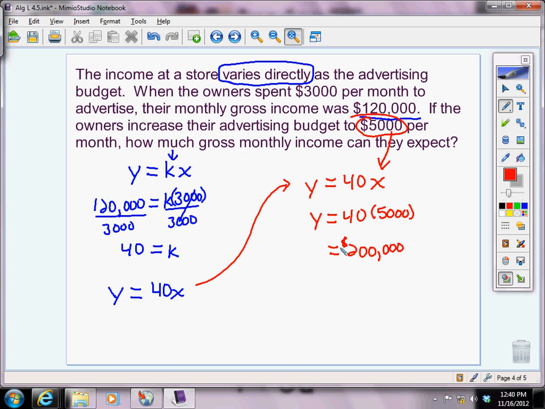That doesn't mean for sure we're going to get that, but if it's asking how much gross monthly income we can expect, this is what we would expect. If we have this constant of variation, if truly our Y here is always going to be 40 times whatever X is, and that was from the original information they gave us. So use the formula to find your constant of variation, and then you can change your independent variable, your X, to figure out how much income you can make.